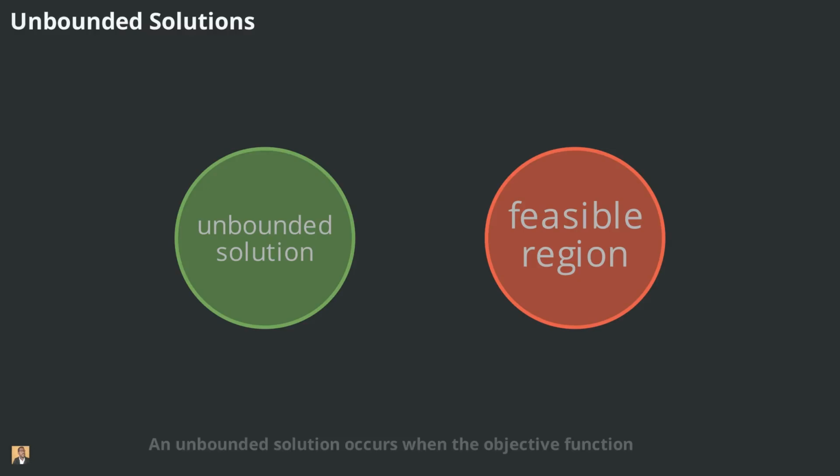An unbounded solution occurs when the objective function can be improved indefinitely without violating any constraints. This happens when the feasible region extends infinitely in one direction. The simplex method detects unbounded solutions by identifying variables that can increase without limit, signaling that the problem lacks sufficient constraints.